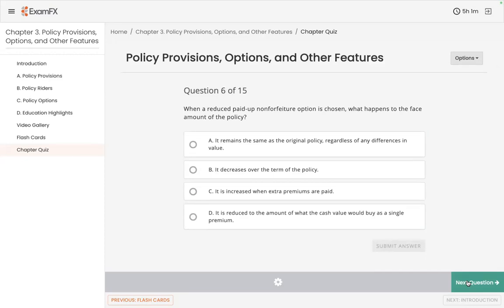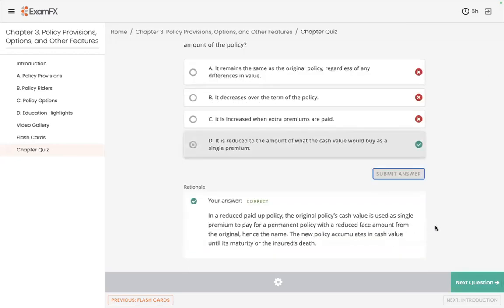When a reduced paid-up non-forfeiture option is chosen, what happens to the face amount of the policy? The reduced paid-up non-forfeiture option. See, the non-forfeiture ones I am not confident about. It remains the same. The reduced paid-up reduces the policy coverage, but it's paid up till age 100. So it remains the same as the original policy. No, it's reduced. It decreases over the term. No, it is increased. No, it is a reduced amount. There you go. So okay, yeah. So anytime reduced paid-up means that the coverage gets reduced, but it's paid up till age 100.